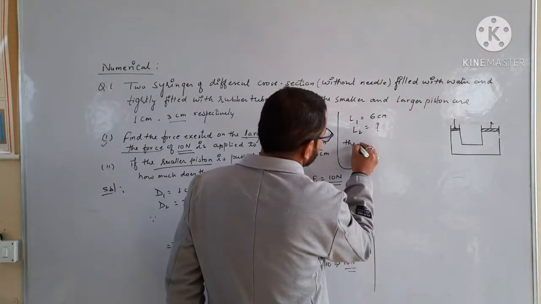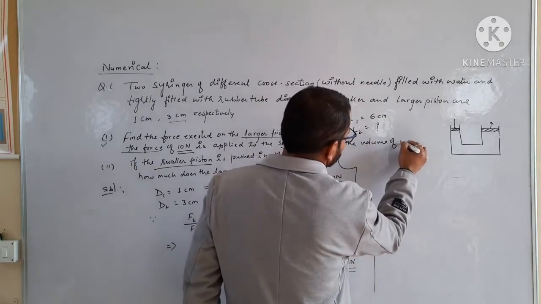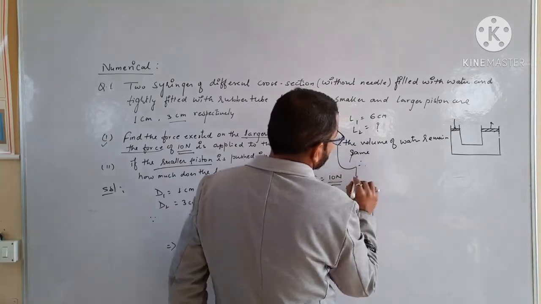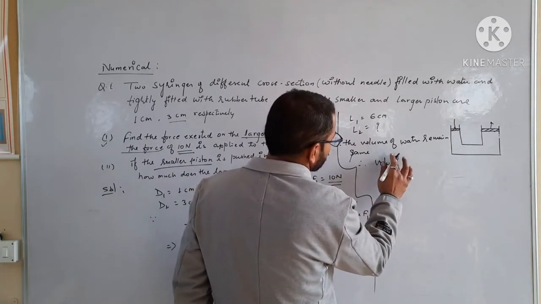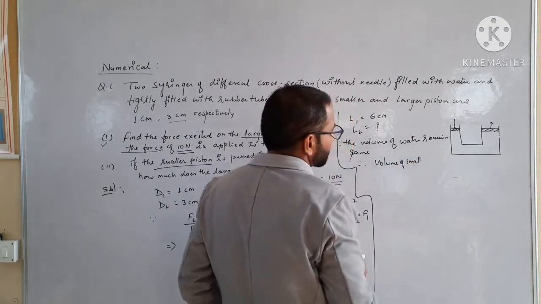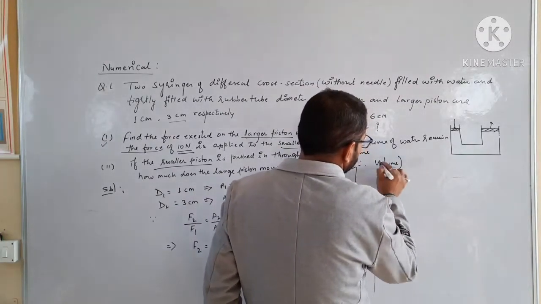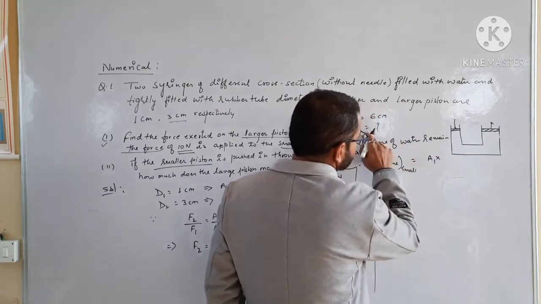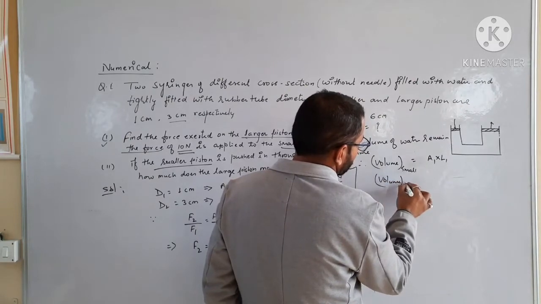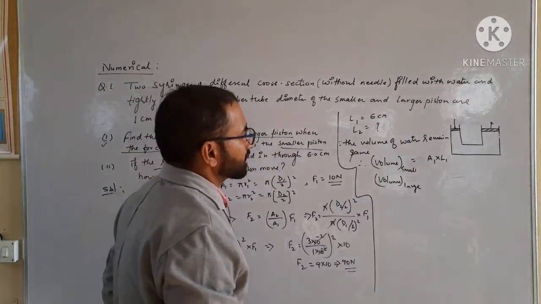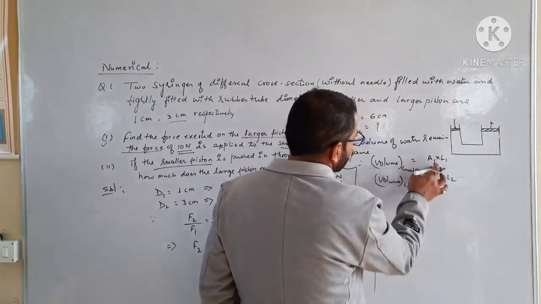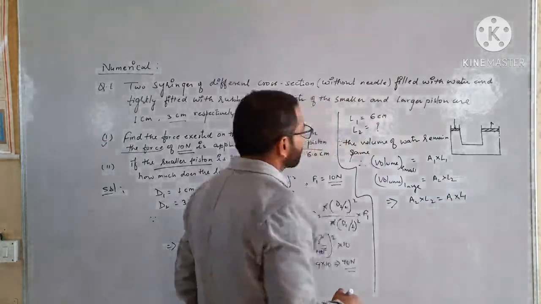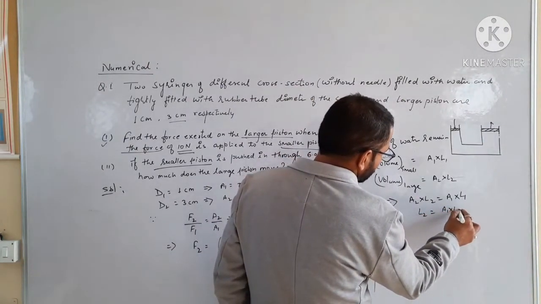So we can write that since the volume of water remains the same, the volume of water displaced by the smaller piston is A1 into the displacement L1. Similarly, the volume of water on the side of the larger piston is A2 into L2. As we know that these two are equal, A2 into L2 is equal to A1 into L1. Point clear? Now we want to calculate the value of L2. So L2 is equal to A1 into L1 upon A2.